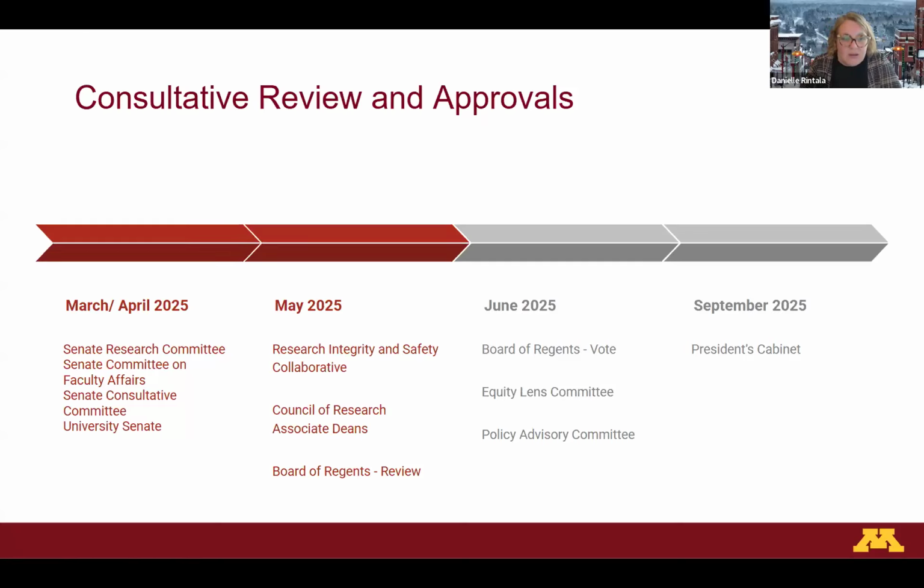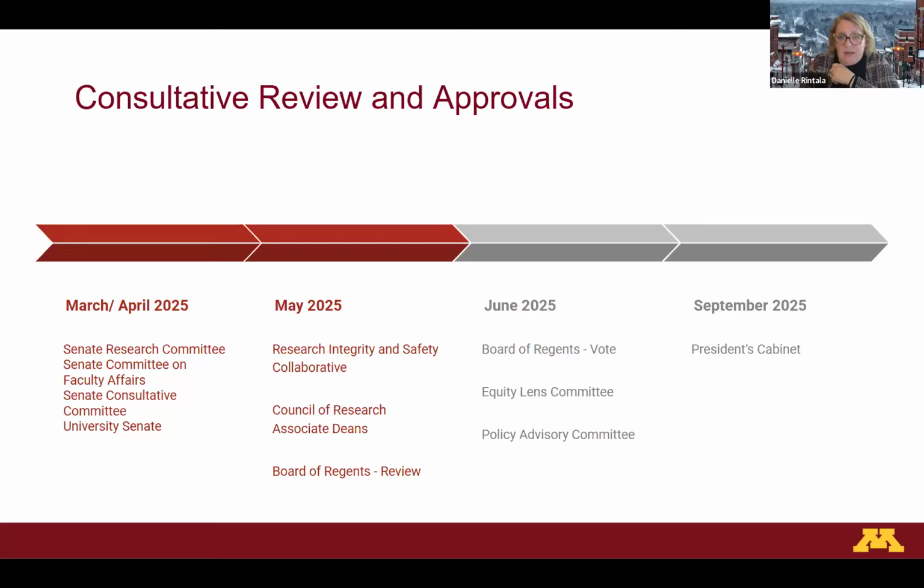Then we brought our policies to the Research Integrity and Safety Collaborative, the Council of Research Associate Deans, and finally to the Board of Regents for the initial review. We were given feedback by the Board of Regents, which we took into consideration and did some additional revisions, and went back to the Board of Regents in June, in which they voted on the policy and it passed unanimously.